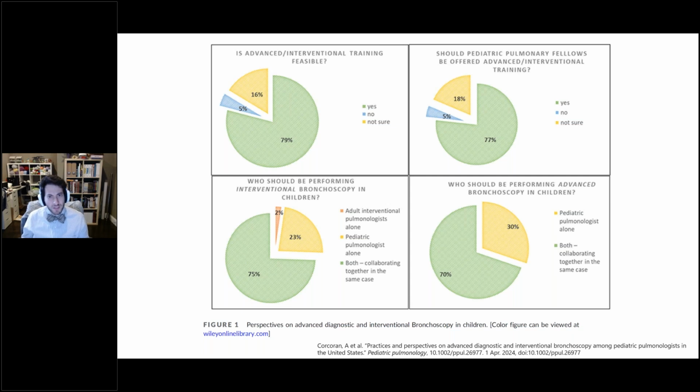Surprisingly, 2% of these pediatric pulmonologists thought that adults should be doing it, which is the uncommon opinion. Overwhelmingly, they thought that pediatric bronchoscopists should be involved in the cases, which I would agree with. And as high as 1/4 to 1/3 of all respondents thought that only pediatric bronchoscopists should be doing these procedures, which is, I think, something of interest and something that we should perhaps aspire to, but we should ask the question, are we there yet?